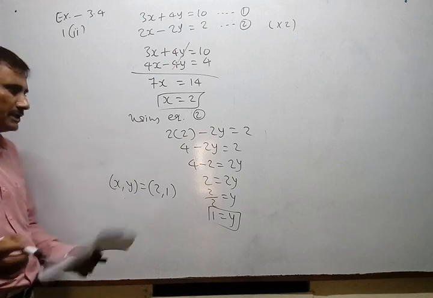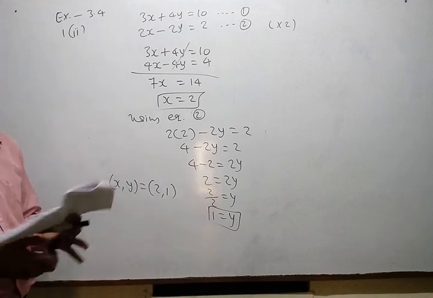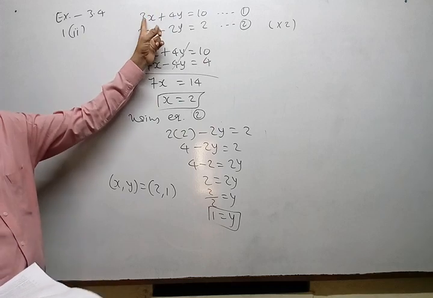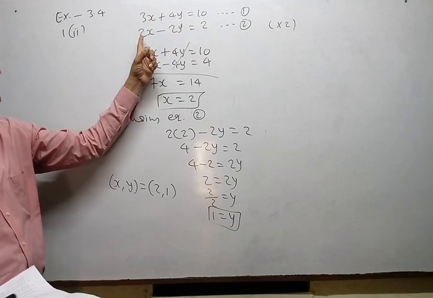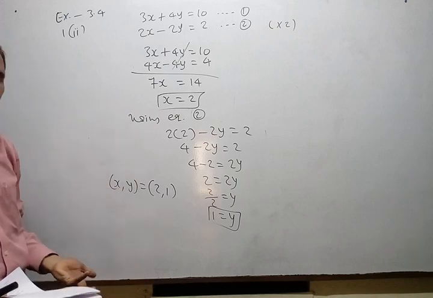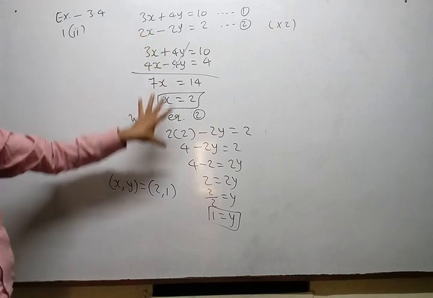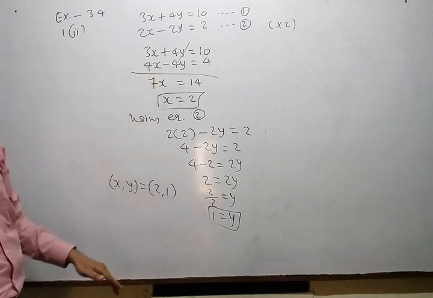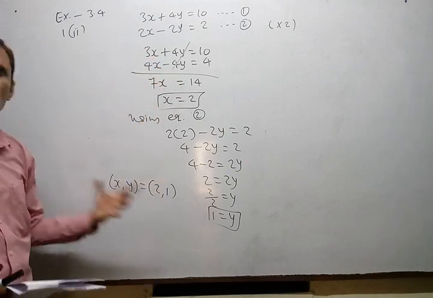Okay, both answers should be together. So now look, verify also. 3 times 2 is 6 plus 4, 10. 2 times 2 is 4 minus 2, 2. The answer is right. Okay. So just like the previous one, nothing is different here. Only the values are different. Otherwise, in the same manner we got both.